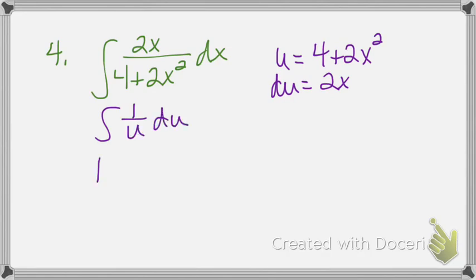Find the antiderivative, ln of u, which is 4 plus 2x squared. So this problem doesn't involve arcsine or arctan at all. And so be mindful that some of these problems don't have to be solved by arcsine or arctan.